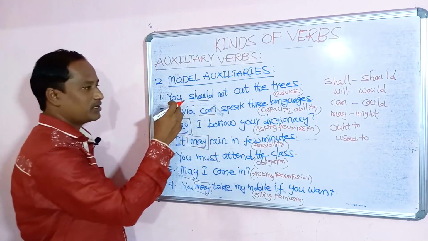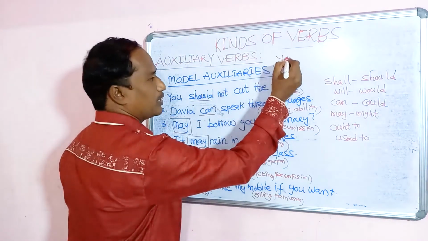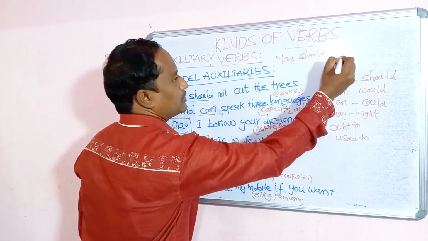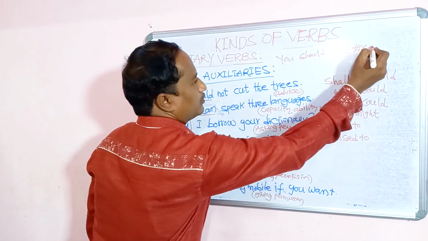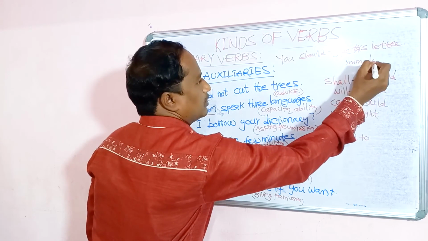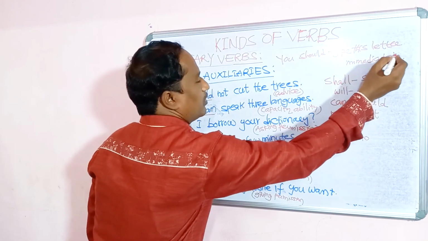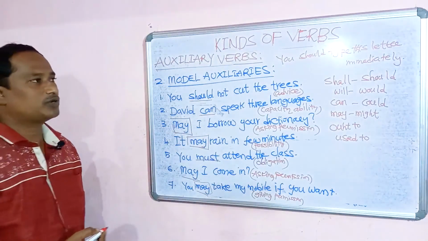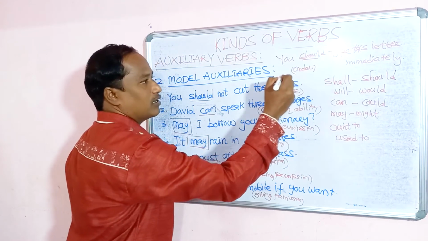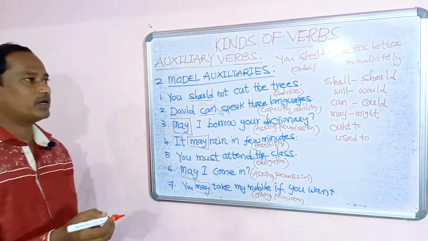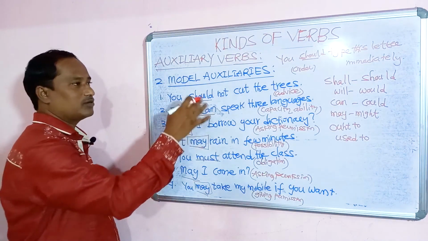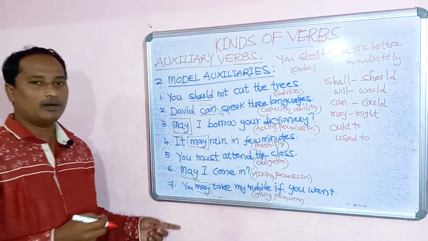For example, let me say one example. You should type this letter immediately. Here in this sentence we can understand what function the modal auxiliary should gives us. It gives us command or order. A manager or somebody is giving an order to someone else. You should type the letter immediately. In that way we may use all modal auxiliaries.